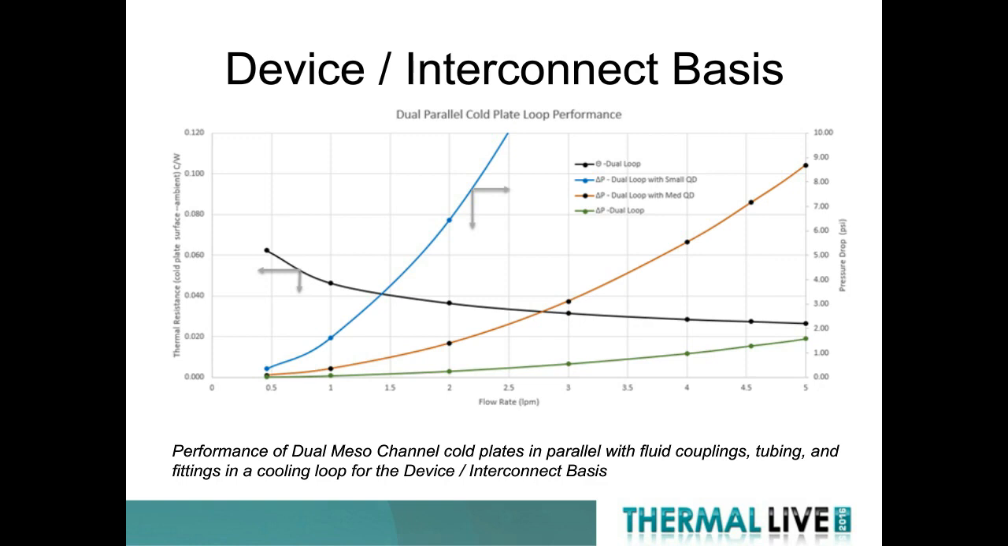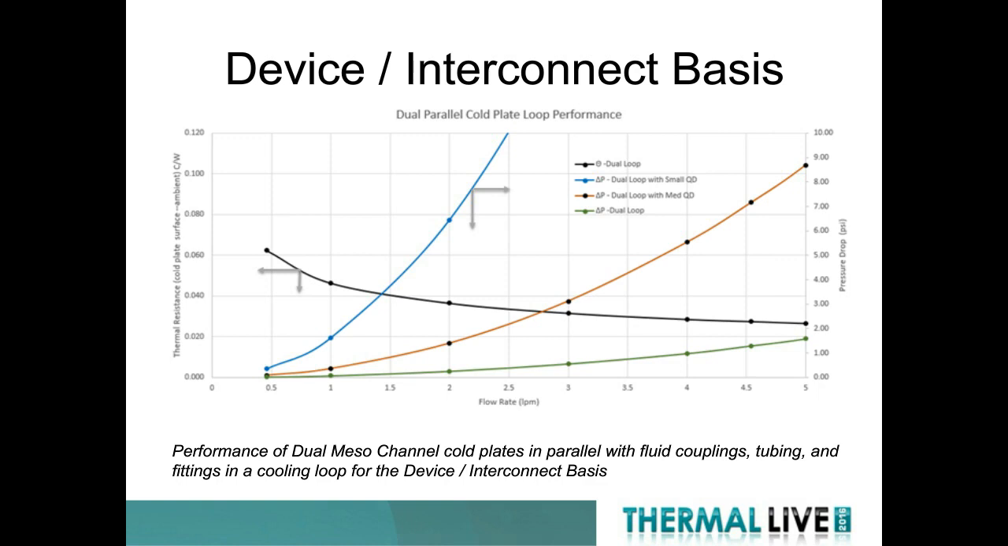The graph, if I look at the x-axis, is flow rate in liters per minute. The y-axis on the left is the thermal curve, and the only curve that's thermal is the black curve, and the other 3 colored curves are pressure drop, and that's on the secondary y-axis. So what we're seeing here is the thermal performance of the loop as a function of flow rate.